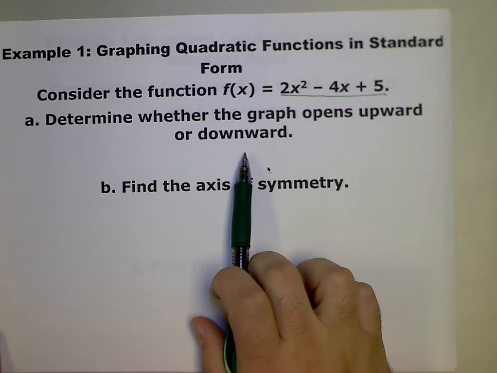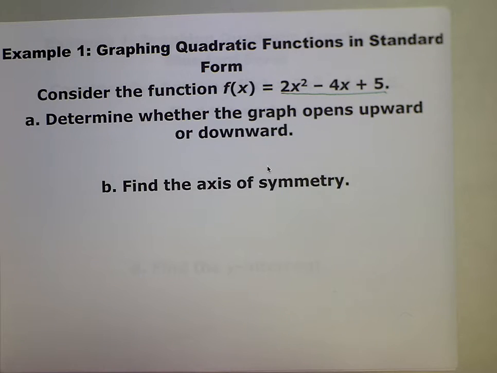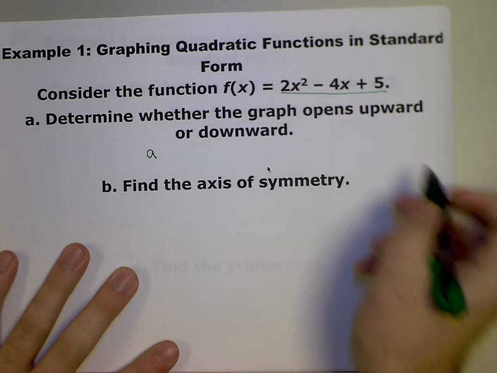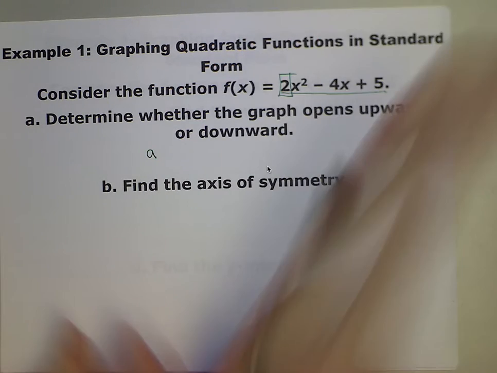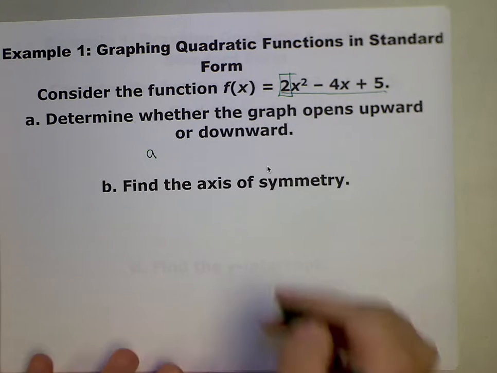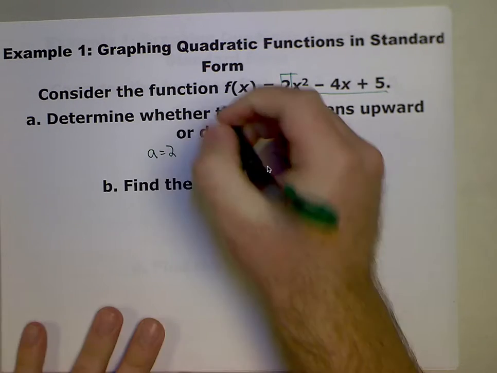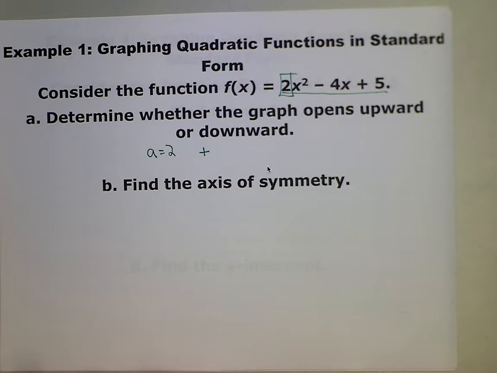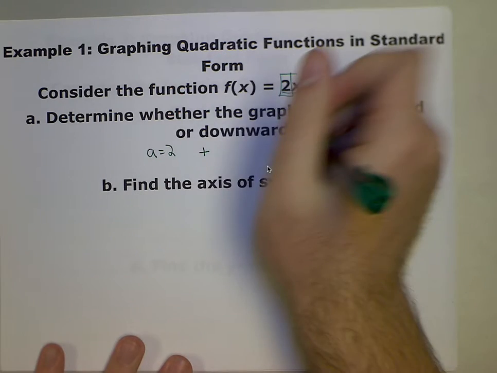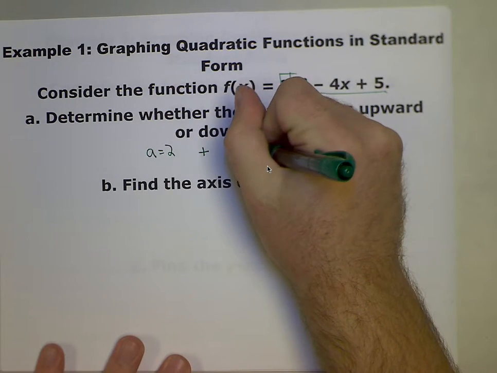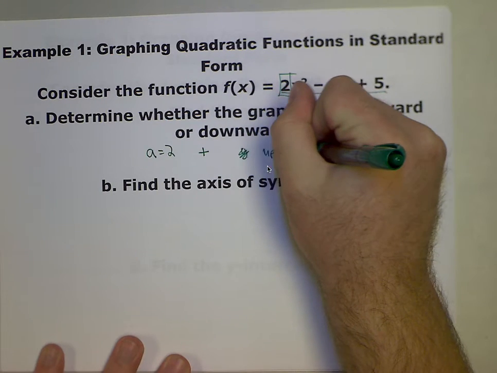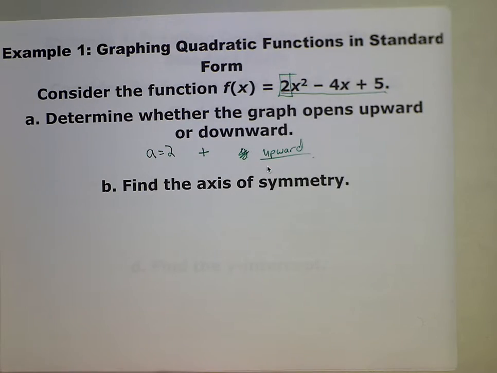So my first part here, A, is whether the graph opens upward or downward. That is again based on the a value, and that a value is the one that goes here with x squared. So here my a value is 2. If a is 2, that means it's positive. And it's a positive 2. And if I look back at my notes, that positive means that I am opening upward. Okay, so I just need to say upward there, and I'm done. It's that easy. I just got to look at that a value and find my answer.